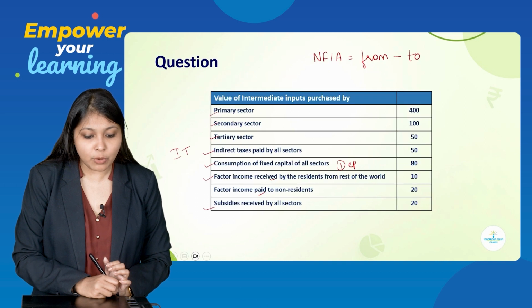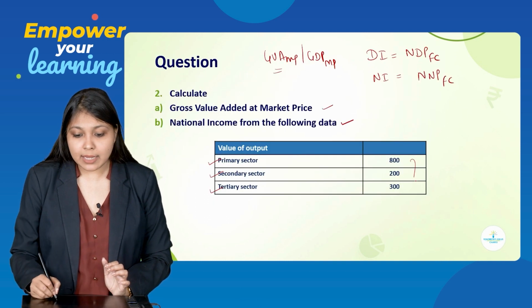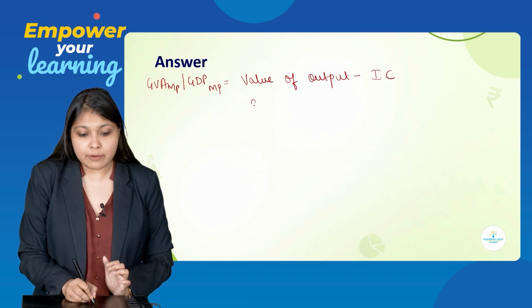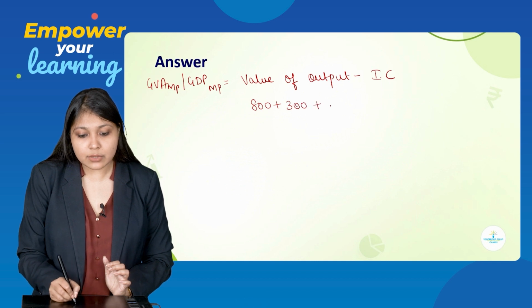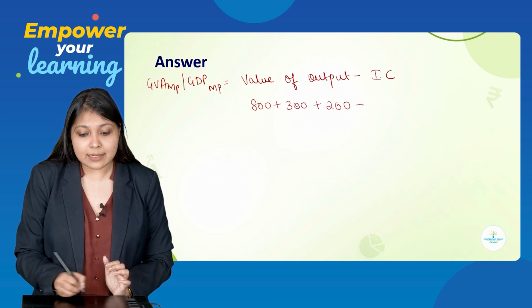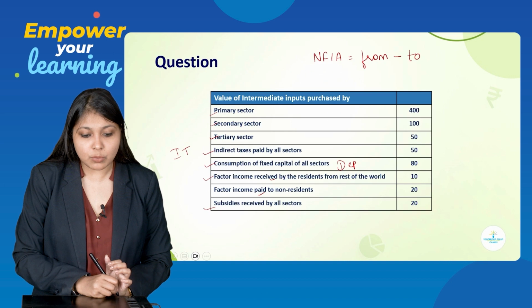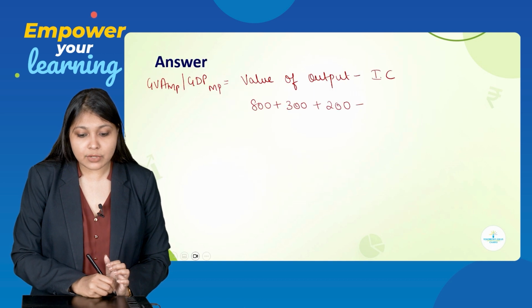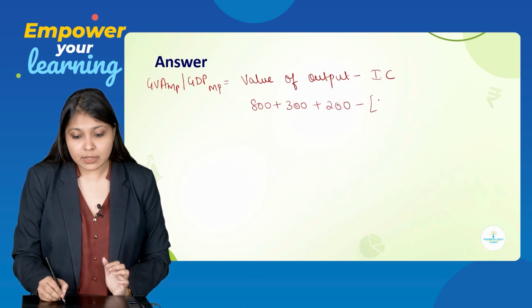Value of output of all the three sectors is given: 800, 200 and 300. So yes, value of output is 800 plus 300 plus 200 minus intermediate consumption. So what is the intermediate consumption? Again for three sectors they have given 400 plus 100 plus 50.